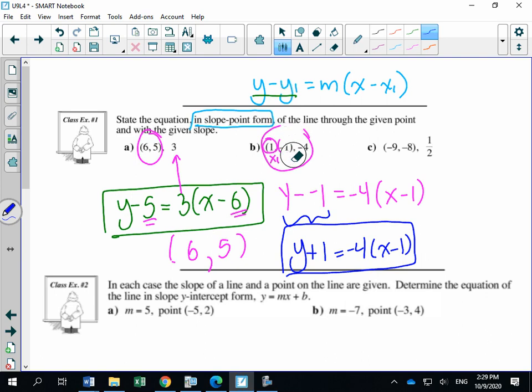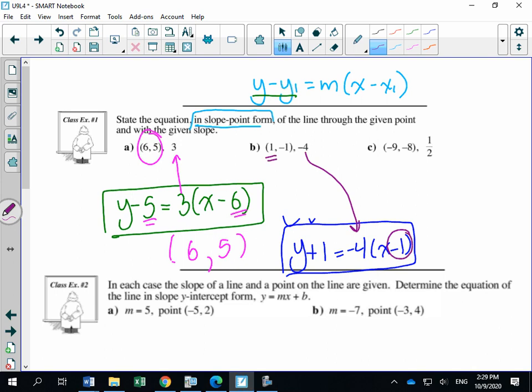Again, I always like to double check. So let's double check a few things. My slope is -4, and my point, the opposite of -1 is 1. The opposite of 1 is -1. Okay, number C, y minus y1 is equal to your slope, open bracket, x minus x1.